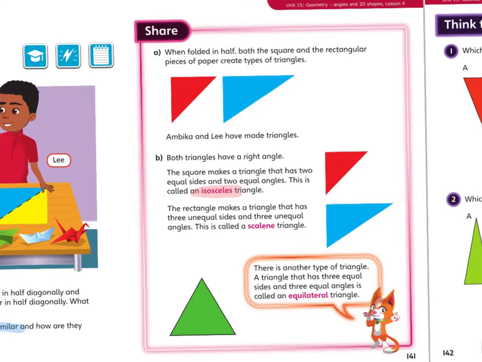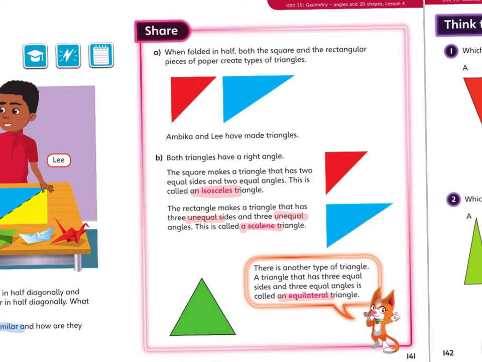Isosceles triangle. And the rectangle makes a triangle that has 3 unequal sides and 3 unequal angles, and it's called a scalene triangle. So that's this one here. 3 sides different lengths and 3 angles different sizes. Scalene. There is another type of triangle. A triangle that has 3 equal sides and 3 equal angles is called an equilateral triangle.